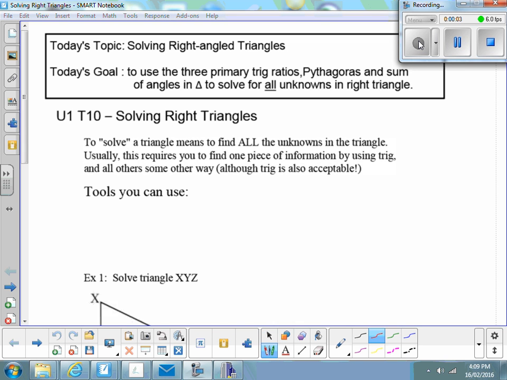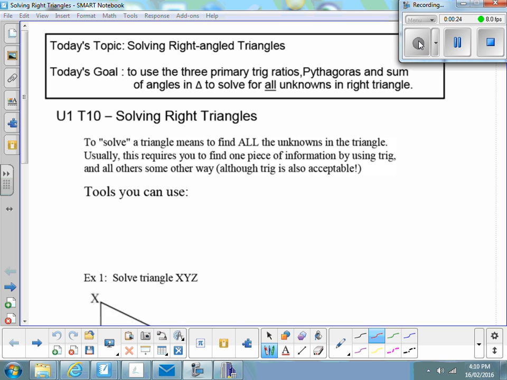All right, so today's topic is solving right-angled triangles. And our goal is to use the three primary trig ratios, Pythagorean theorem, and the sum of the angles in a triangle to solve for all unknowns in a right triangle.